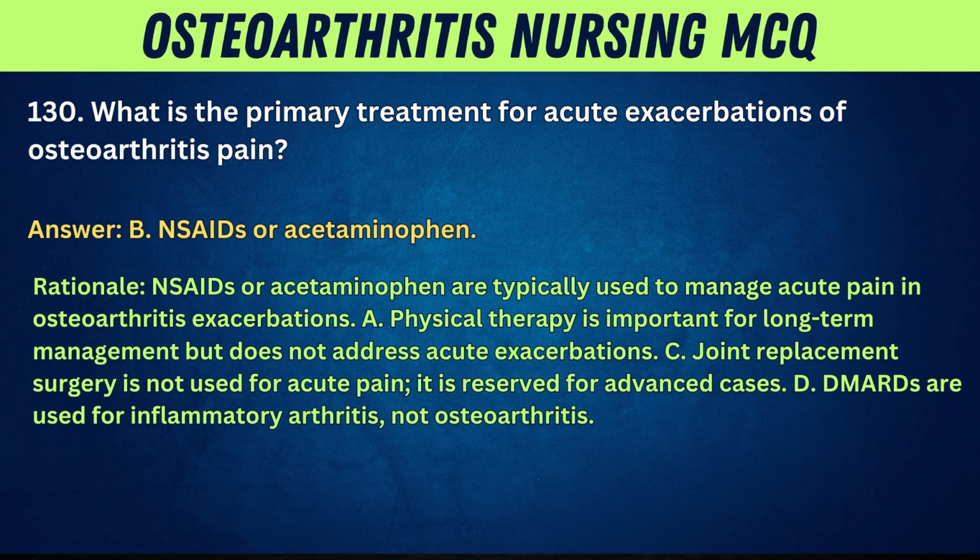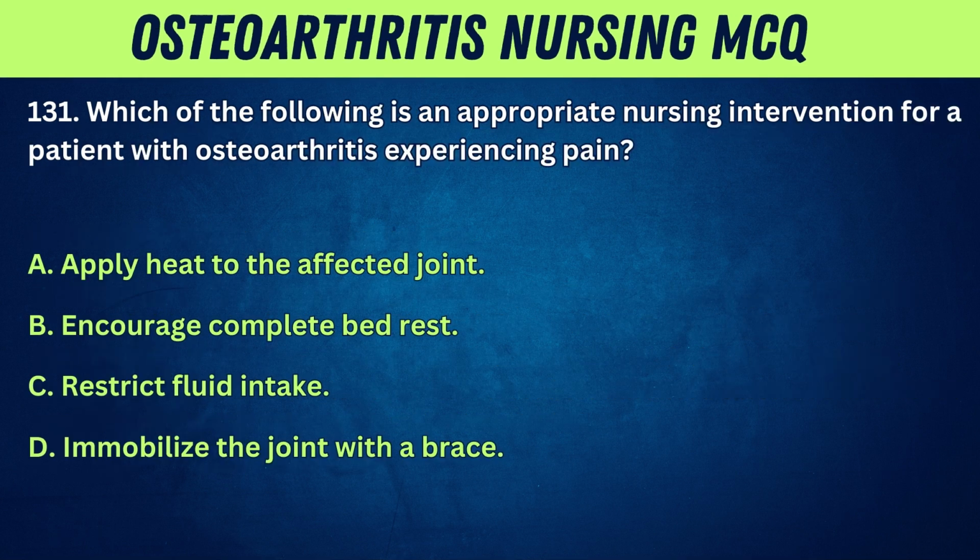A. Physical therapy is important for long-term management, but does not address acute exacerbations. C. Joint replacement surgery is not used for acute pain. It is reserved for advanced cases. D. DMARDs are used for inflammatory arthritis, not osteoarthritis.